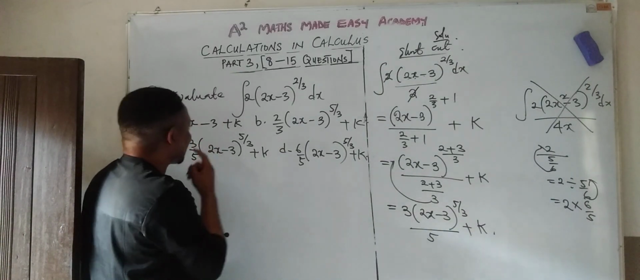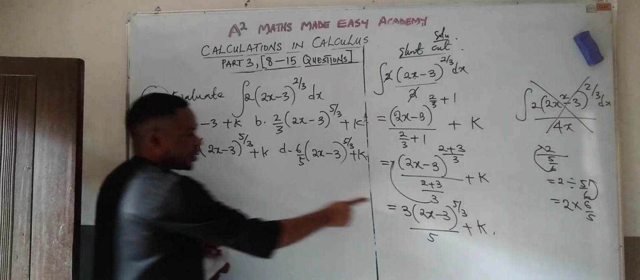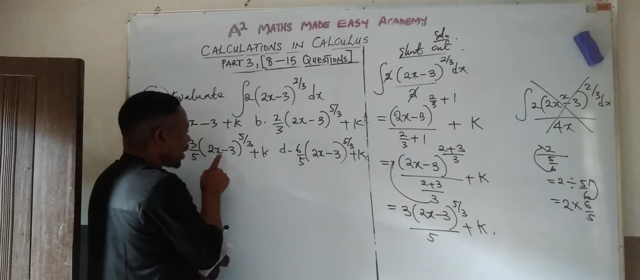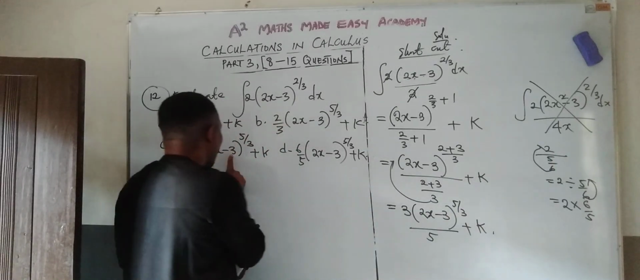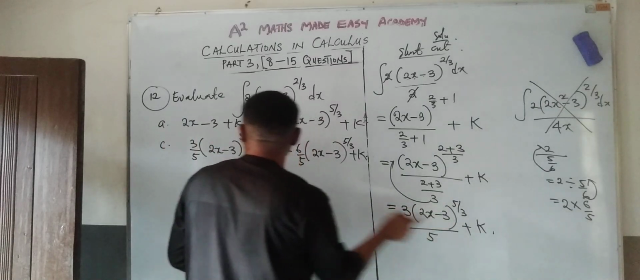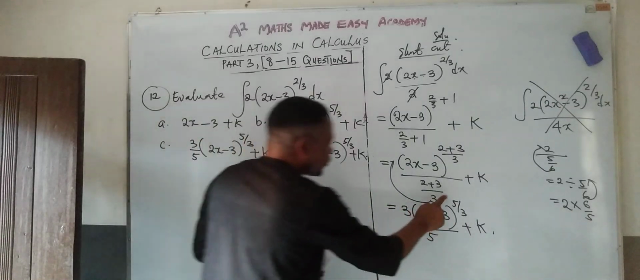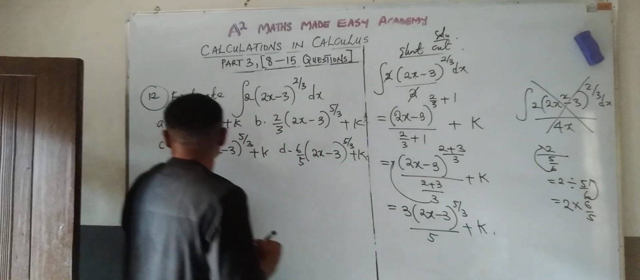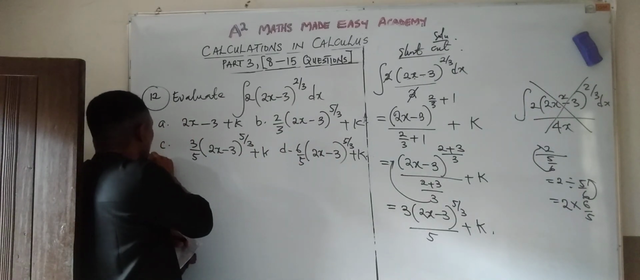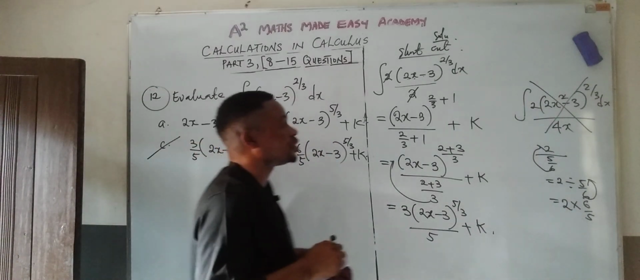Oh my goodness, look at this. 3 over 5, open bracket, 2x minus 3, close the bracket, raised to power 5 over 3 plus K. So the correct answer is option C. This is what we call using shortcut.